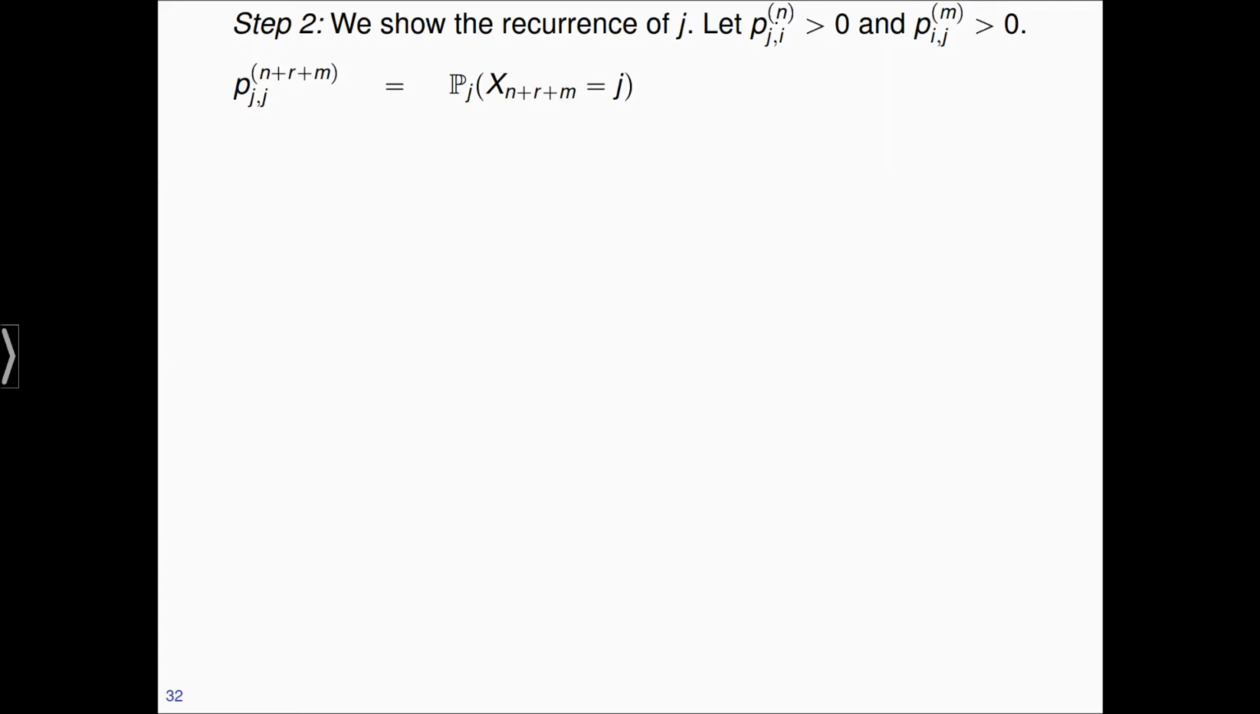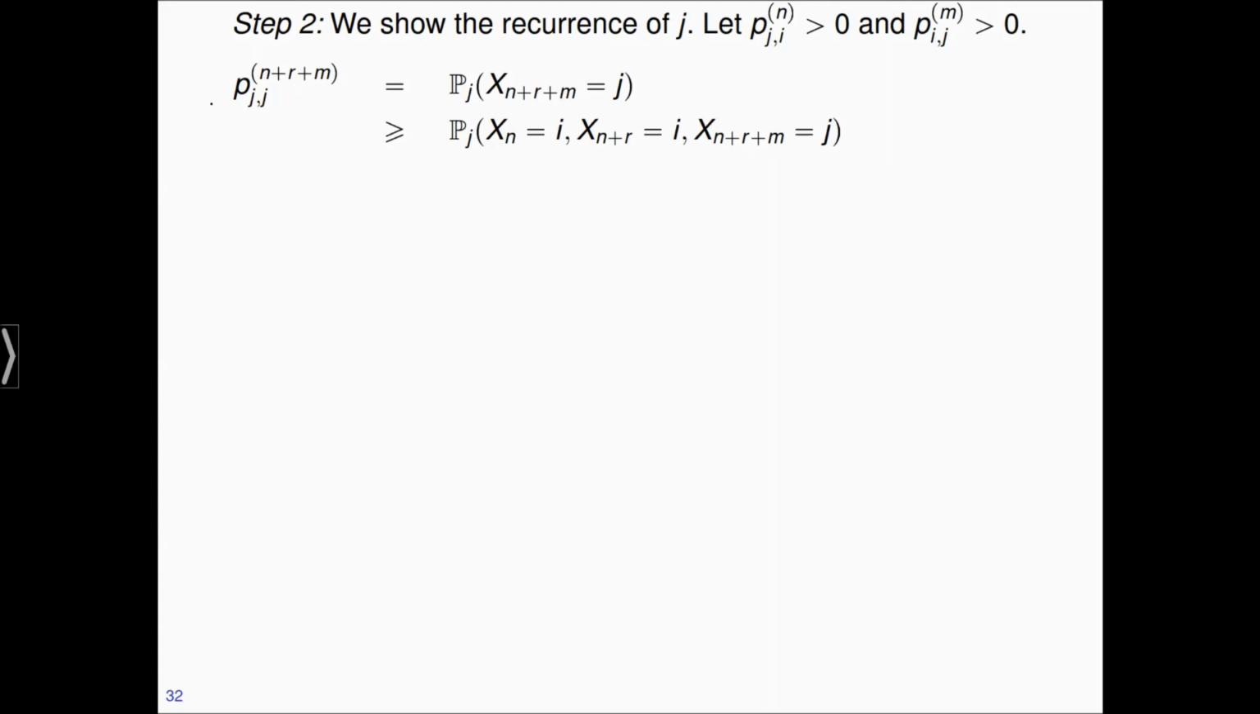Now comes another computation. So we are going to look at p_jj^(n+r+m). The reason we are considering this is that we are going to sum over r in this case. And we want to show that this sum in r is infinite. And if this sum is infinite, then we will see that j has to be recurrent. And of course, we're going to use on the way that i is recurrent. So what is this strange thing, p_jj^(n+r+m)? Well, it's the probability starting in j that you reach j at time n plus r plus m. This is the definition of the symbol on the left.